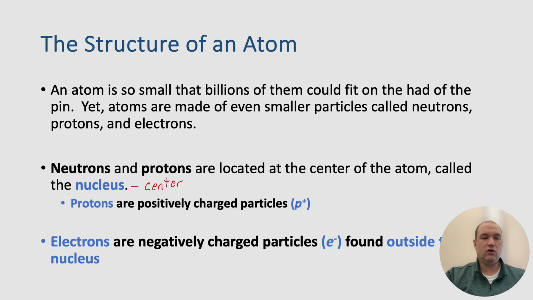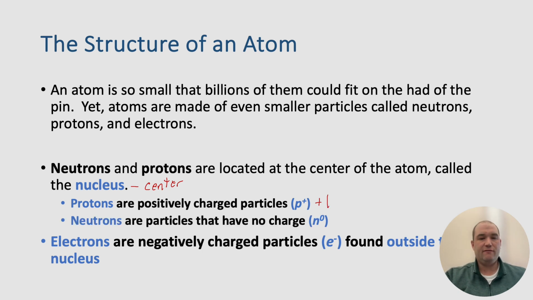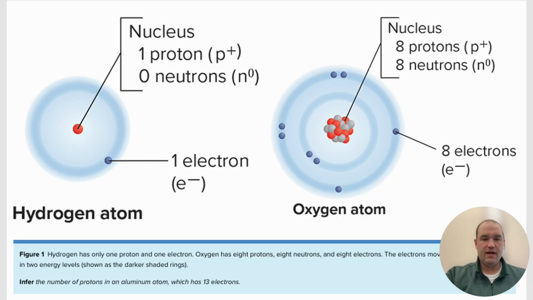So protons are positively charged, and we can write that as P positive. Okay, always their charge is +1. Now also in the nucleus, we have neutrons. And neutrons are particles that have no charge, so we usually write them as a charge of 0. Now, electrons, on the other hand, are what balance this whole thing. So they are negatively charged particles of a charge of -1.